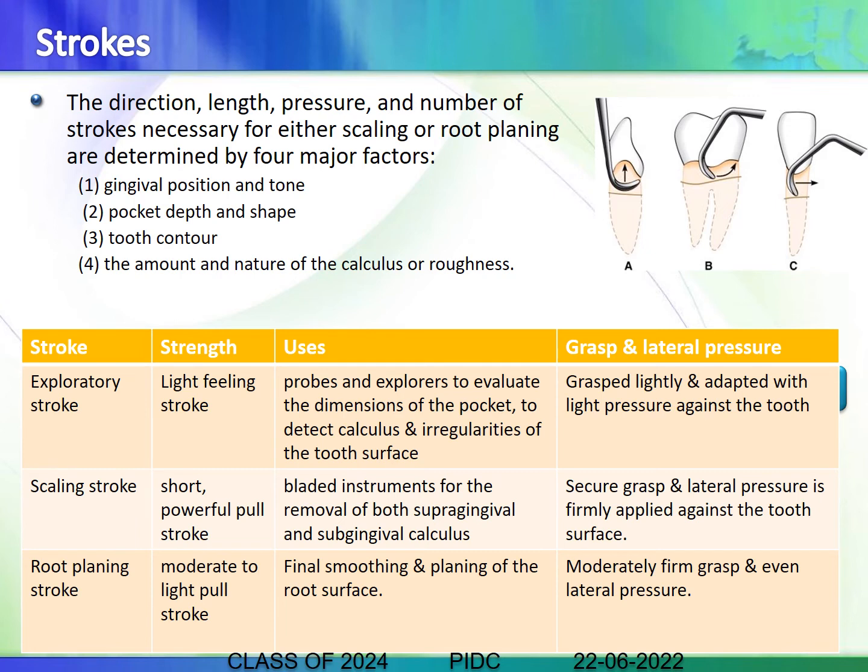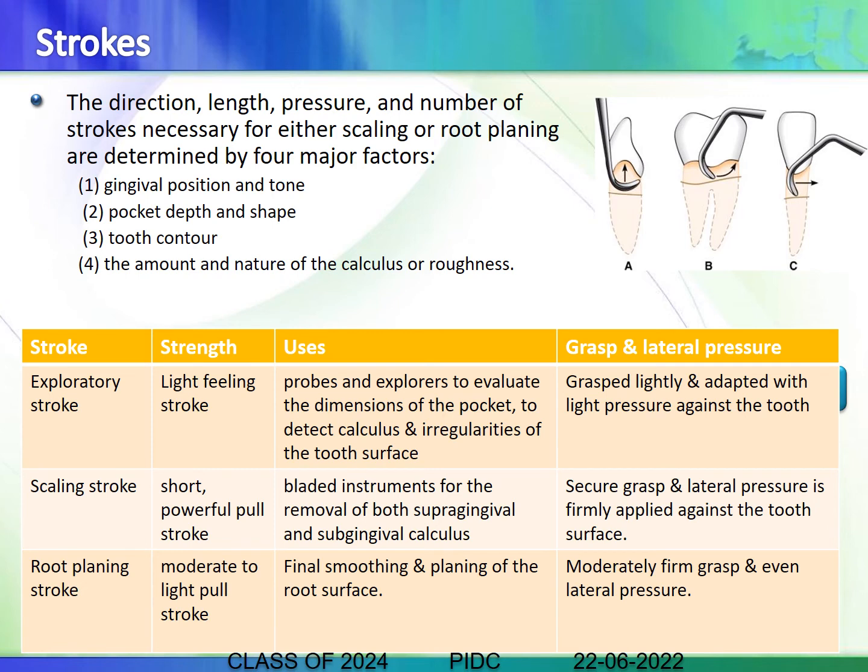The first type is the exploratory stroke, which is a light feeling stroke. It is used with the probes and the explorers to evaluate the dimensions of the pocket, and to detect calculus and irregularities of the tooth surface. The instrument is grasped lightly and adapted to the tooth with light pressure.